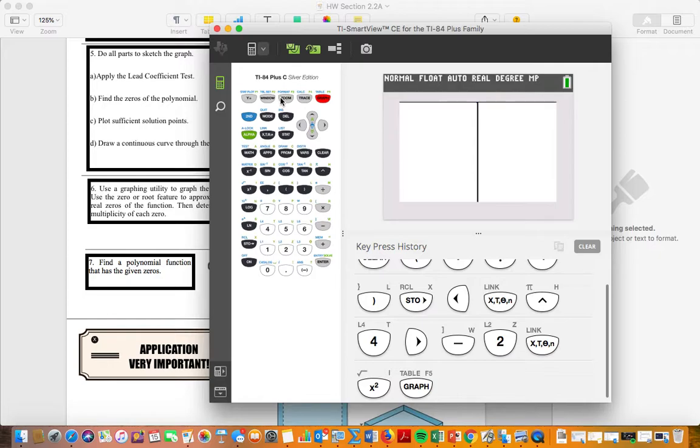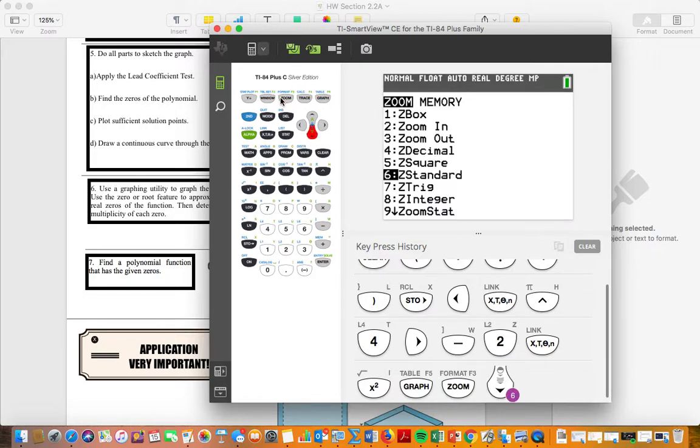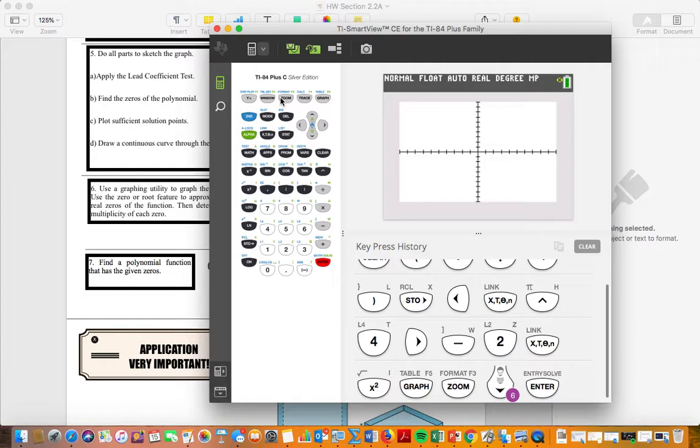Probably looks kind of strange, or you don't even see it at all. So go ahead to zoom standard. I always start there just to see if I can see it, and in fact I can. I noticed that it crosses here and here, and then here. Obviously it touches and it looks like it bounces.